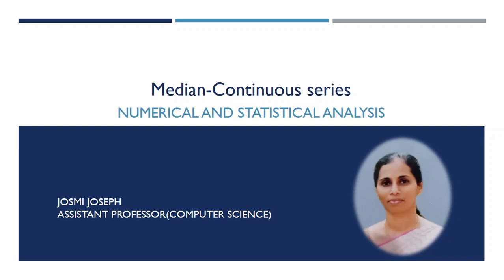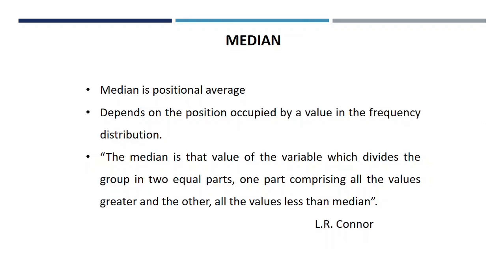Today we are going to see median for the continuous series. Median is a positional average and its value depends on the position of the frequency distribution. According to L.R. Connor, it is defined as the value of the variable which divides the group into two equal parts, one part comprising all the values greater than median and the other part comprising all the values less than median.